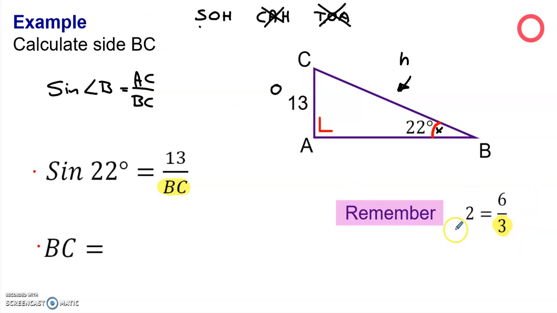So we're using something we know. How can I calculate 3? By using a 6 and a 2. Do you need to divide or do you need to multiply? And of course you do need to divide. So we're going to do exactly the same. I want to calculate BC the same as we calculated 3. You had to divide. So over here we do exactly the same: 13 divided by the sine of 22 degrees.